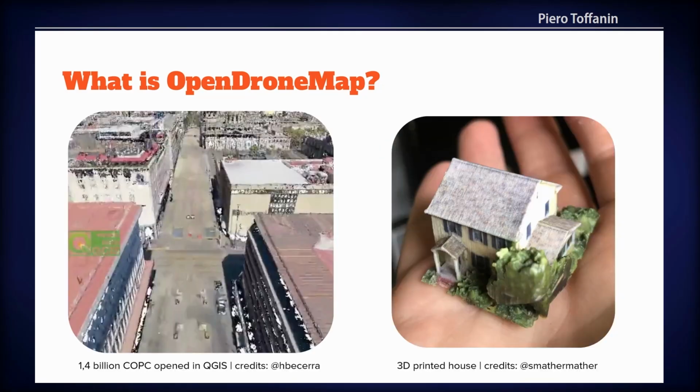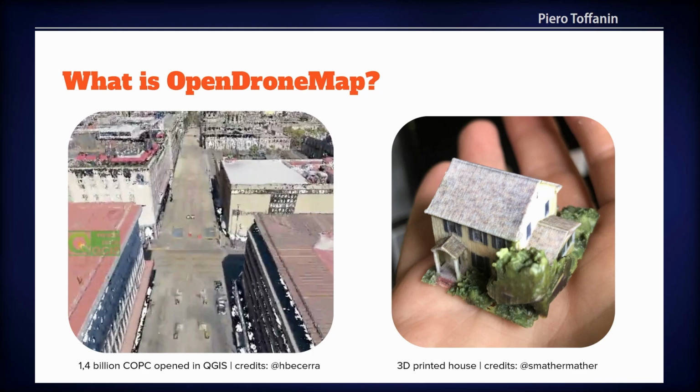You can also process very large data sets. In fact, we are probably one of the softwares that can process the most images, provided you have the right setup. There's a screenshot there of this awesome picture I found on Twitter that they processed some 1.4 billion point clouds organized in a COPC format, and they opened it and recorded a video straight out of QGIS, which is fantastic.